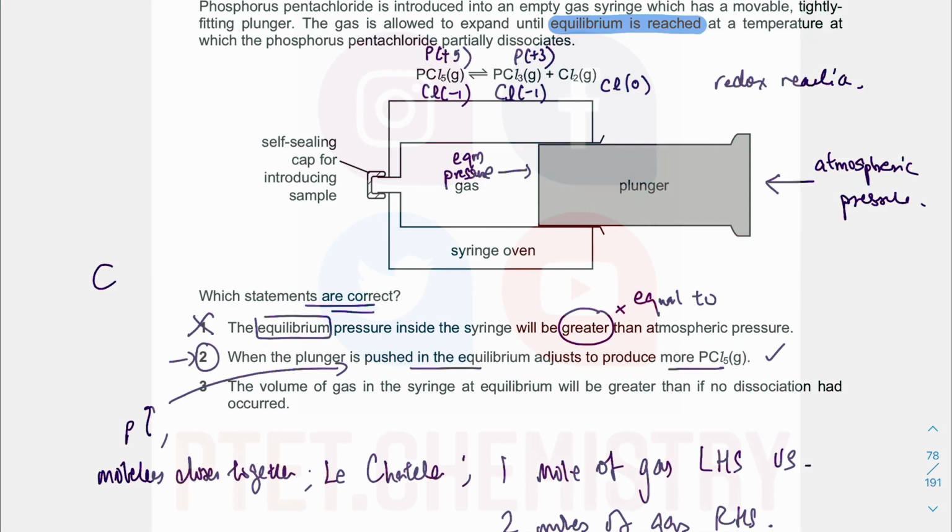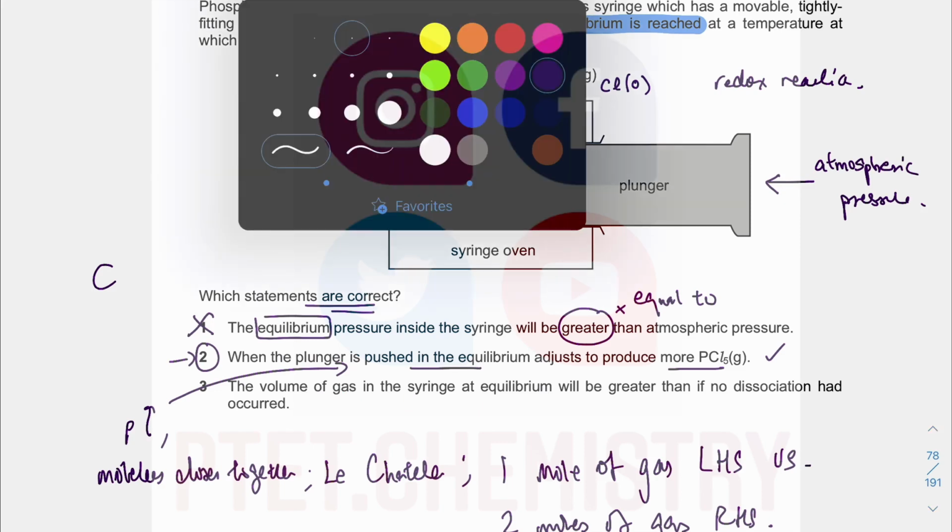I guess you can think about it this way. If you just have 1 mole of PCl5, it's undissociated. There's just 1 mole of PCl5. But when a bit of it dissociates, 1 mole gives you 2 moles of gases. So you will have more gases, and you will fill up a greater volume because you have more gases. They will occupy greater volume than if none of this dissociated. So number 3 is correct when you think about it that way as well.